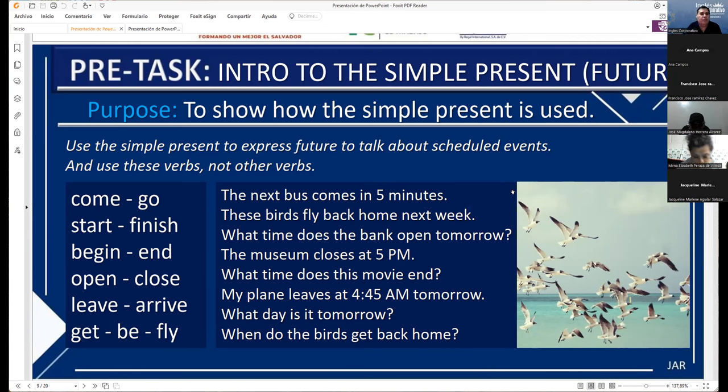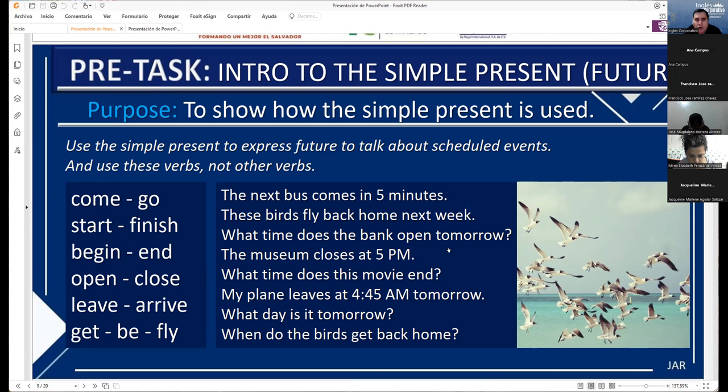What verbs do we use for the simple present? Come, go. Start, finish. Begin, end. Open, close. Leave, arrive. Get, be, start, depart, have, etc. So examples: the next bus comes in 5 minutes. In 5 minutes means 5 minutes in the future. These birds fly back home next week. The ones in the picture.